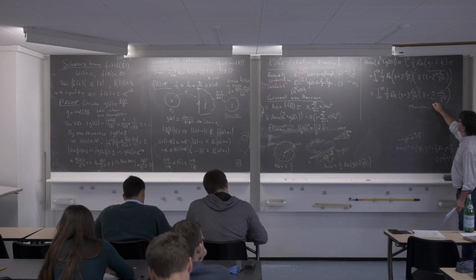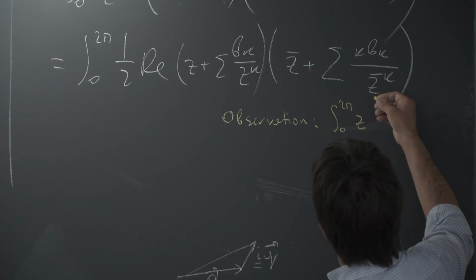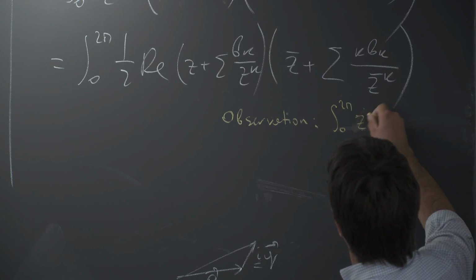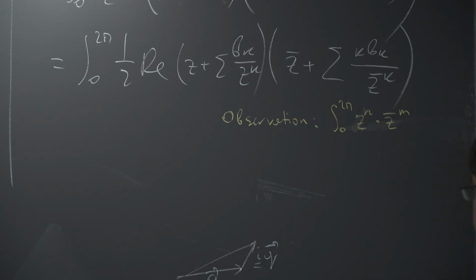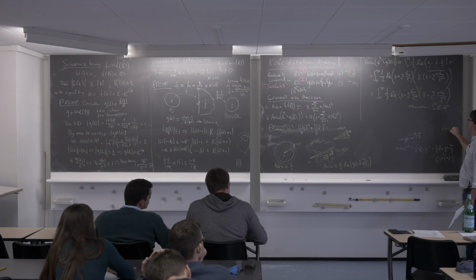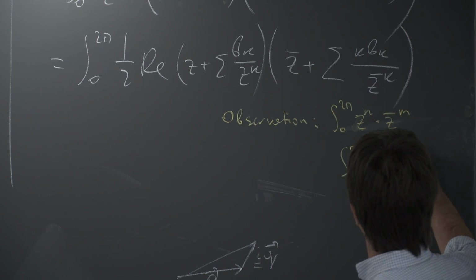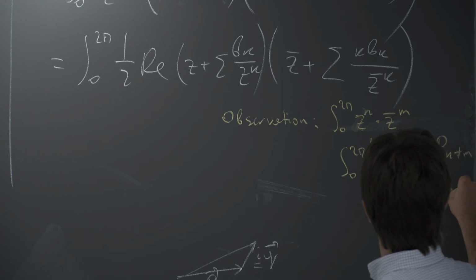So if I write the integral from 0 to 2 pi of z to the power n times z bar to the power m, what is the result? Well, on the unit circle, z bar is equal to 1 over z, so it's the integral from 0 to 2 pi of z to the power n minus m, which is equal to 0 if n is not equal to m, and which is equal to 2 pi if n is equal to m.